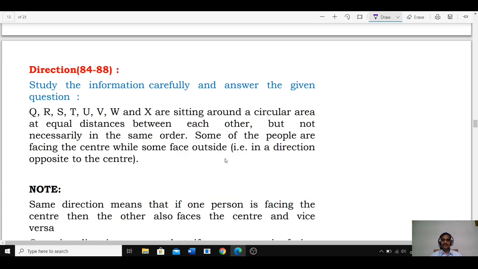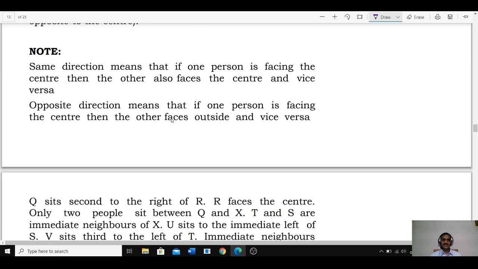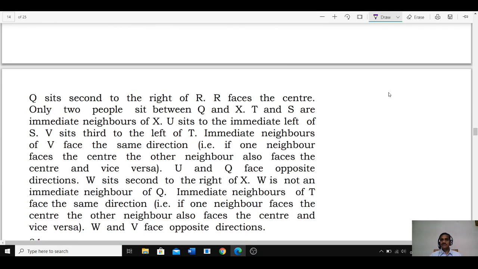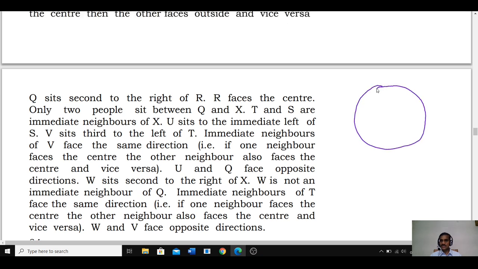Then coming to 84 to 88. Now this 84 to 88 is based on circular arrangement. 8 persons are seated around a circular table, and some of the people face inward and some face outward. Some inward and some outward is given. Now 8 persons, 1, 2, 3, 4 and 5, 6, 7, 8 are seated around a circular table.